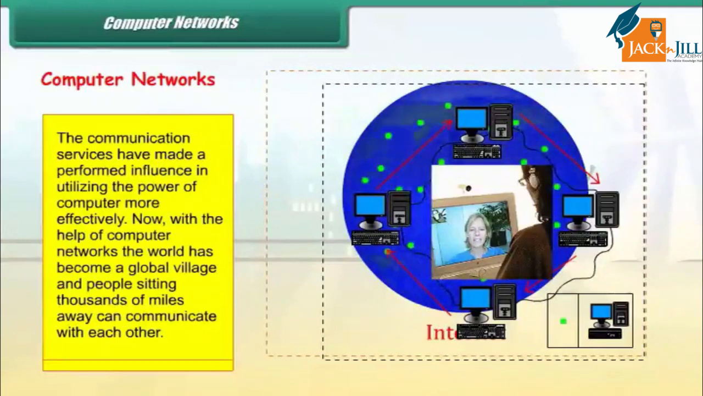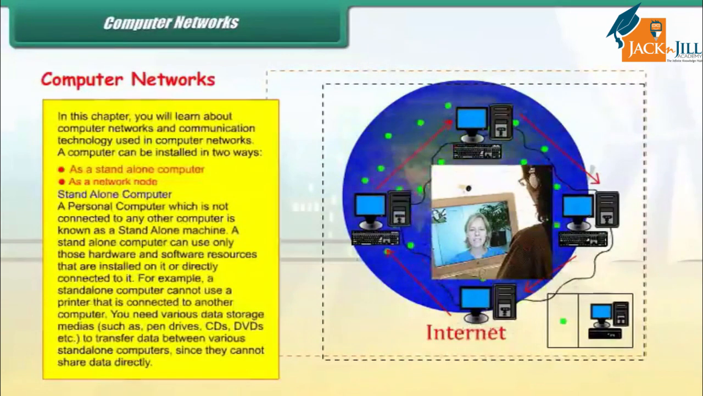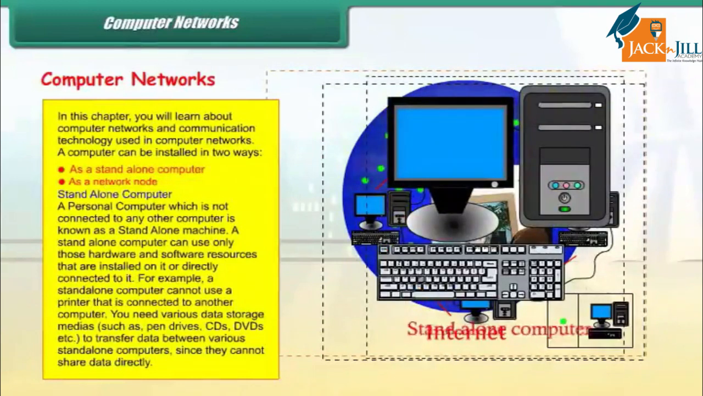You need various data storage media such as pen drives, CDs, DVDs, etc. to transfer data between various standalone computers, since they cannot share data directly. An interconnected collection of autonomous computers which are capable of exchanging information is called a computer network.